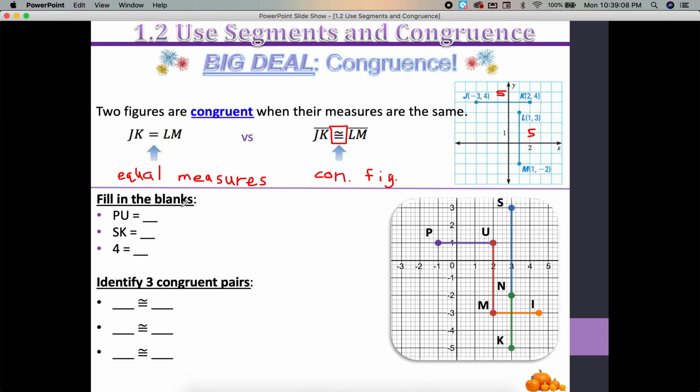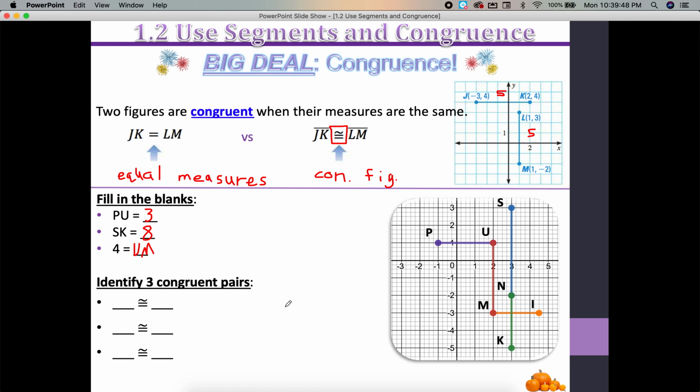I'm going to proceed. When I say fill in the blanks here, if I want to find out what PU is equal to, in this case I can just count. It's 3 units, right? So PU equals 3. Again, I'm talking about the measurement, the length of PU, so no bar over top. Same thing with SK. SK without a bar is essentially saying, what is the length of SK? Segment addition postulate says it's the 5 from the blue plus the 3 from the green. 5 plus 3 is 8. So this is 8 units long. If I were to ask which of these segments is 4 units long, it looks like UM is 4 units long. You could just count, and that's that.